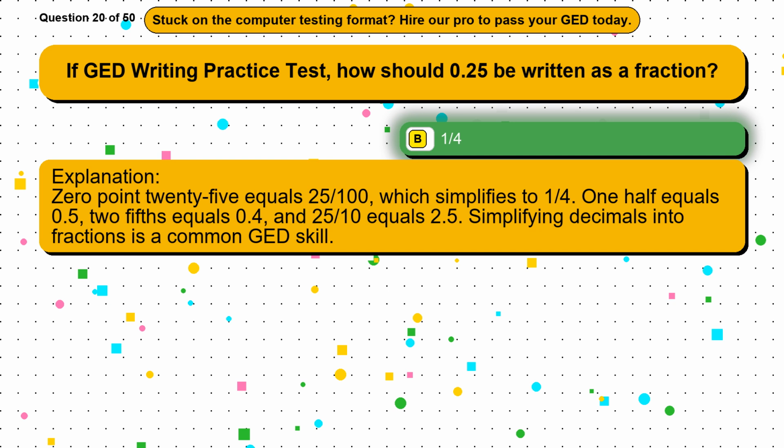1/2 equals 0.5, 2/5 equals 0.4, and 25 tenths equals 2.5. Simplifying decimals into fractions is a common GED skill.